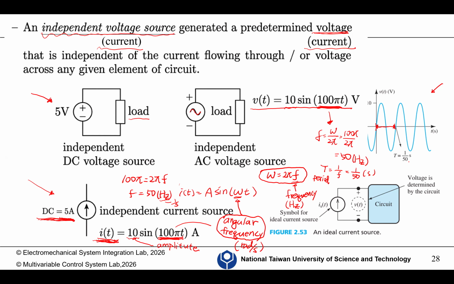So for DC and AC voltage sources, their symbol is different and their description is different. The DC voltage source has a positive and negative sign within the circle, and it just says 5 volts. But for the AC voltage source, there's a sine function within the circle, and it is written as a time function. The voltage is written as a time function, and it will specify amplitude and angular frequency. Okay.